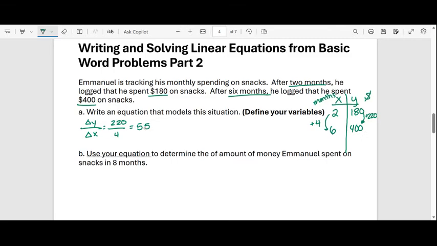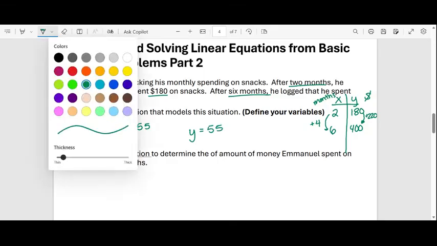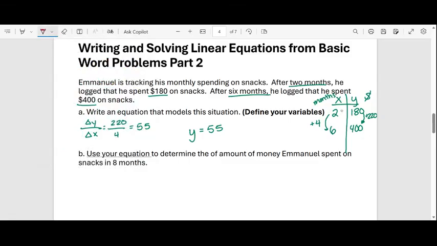Now that you have your delta y over delta x, you'll start with y equals. You'll put down your slope, or your delta y over delta x, which is 55. And then you can choose any point you want to. I'm going to choose this top one, which is 2, 180. You'll put your parentheses down, do x minus the x value you chose. So instead of positive 2, you'll put minus 2, and then the y value you chose, which is 180.